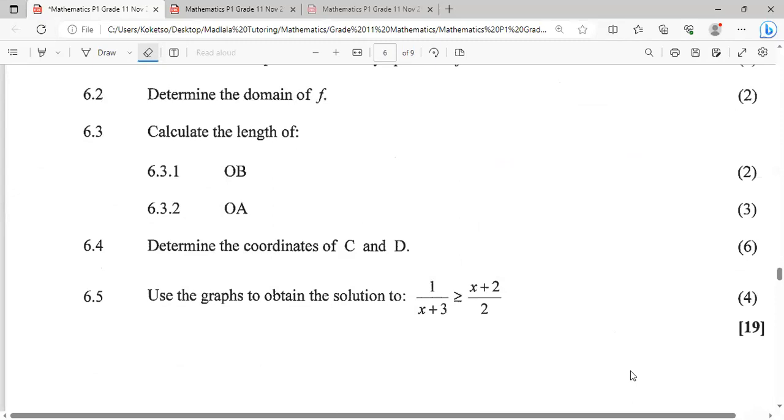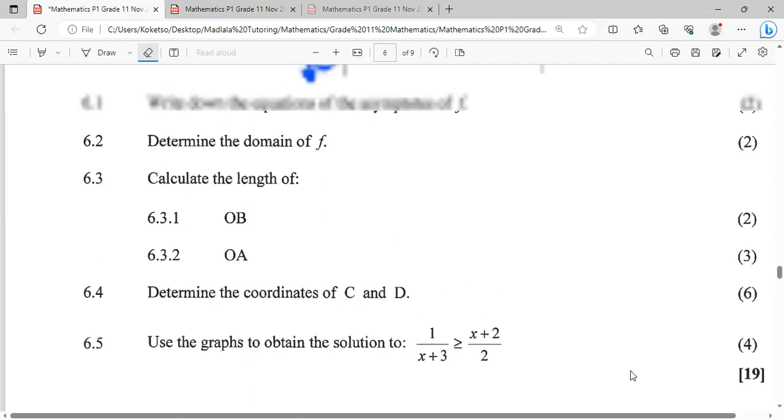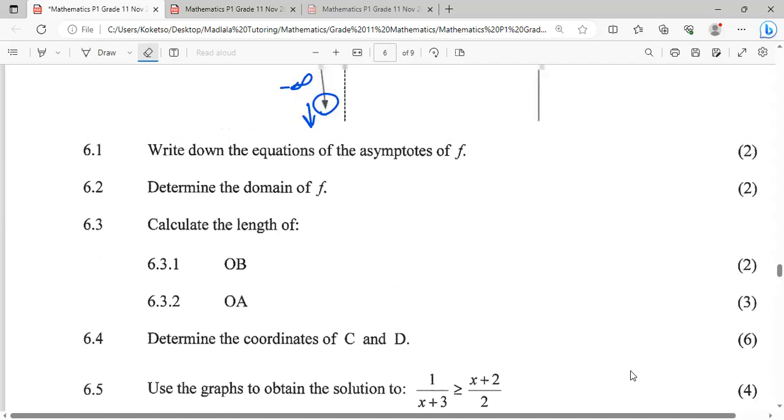So if we look at the last one, it says, use the graphs to obtain the solution to this thing. So they're saying it's 1 over x plus 3, which is greater or equal to x plus 2 divided by 2. So the first thing I want us to do is to rewrite this thing nicely this time.